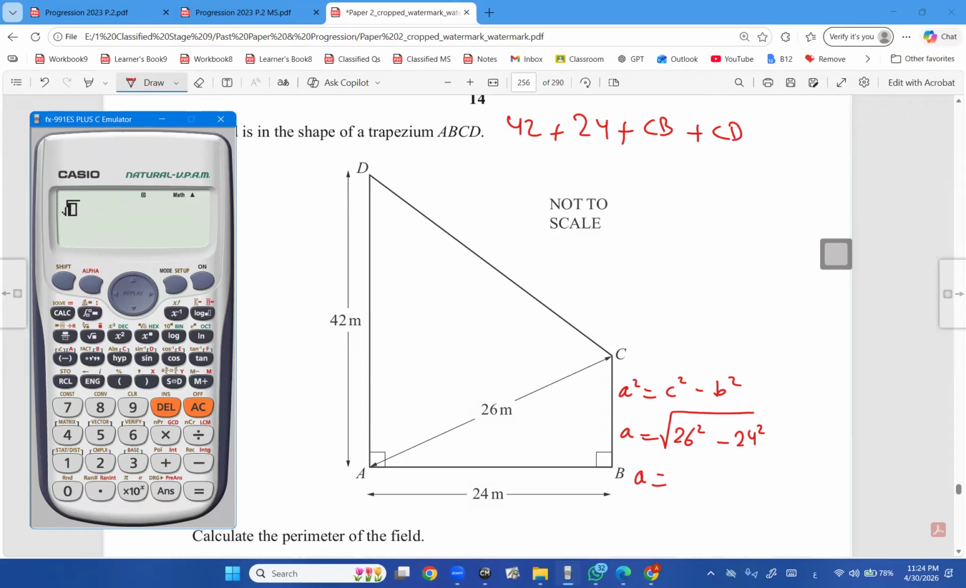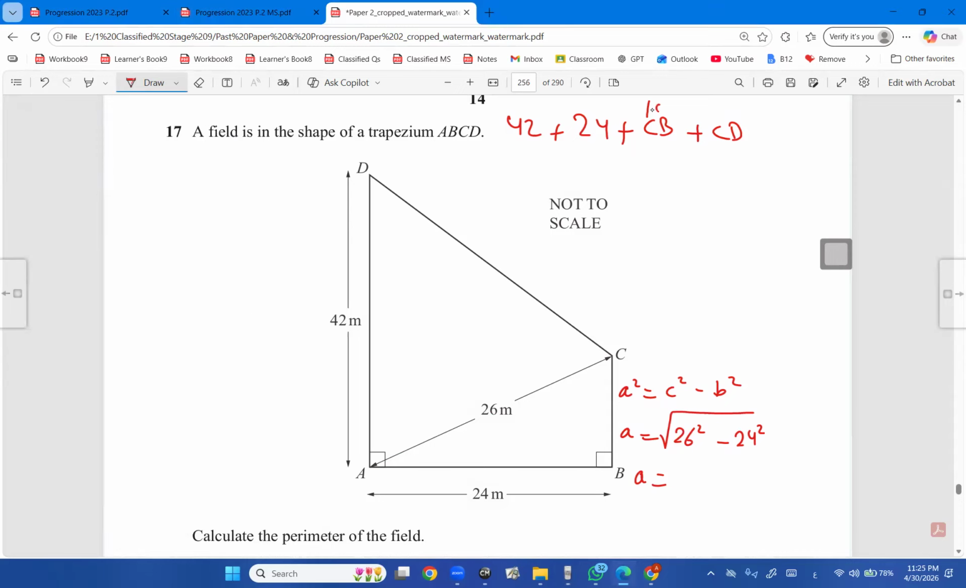Square root of 26 squared minus 24 squared equals 10 exactly. So it is going to be plus 10 plus. Now, Mr., here is a bigger problem. CD, how can I find it? Well, look at that. We found that CB is 10, right?